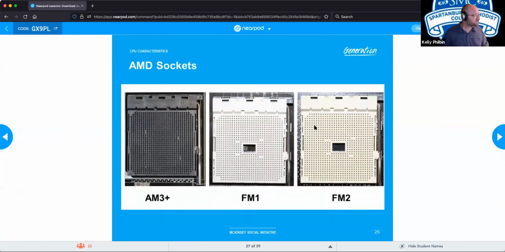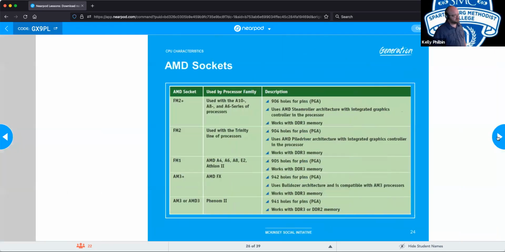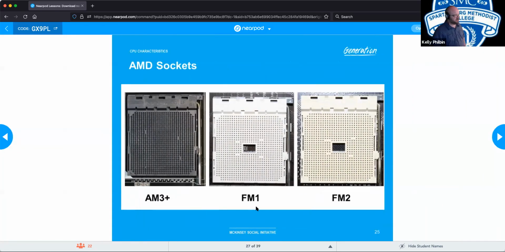So yes, all these ones with the little pin holes are AMD sockets. The pins will fit down in them. Just a reminder, if we go back to the Intel, you can see all the pins sticking up from the sockets that the flat chip would sit on top of to make those connections. Intel has the LGA naming style. AMD has the AM FM style.